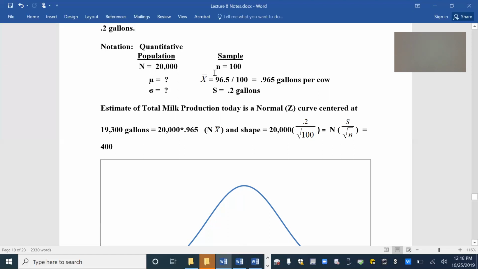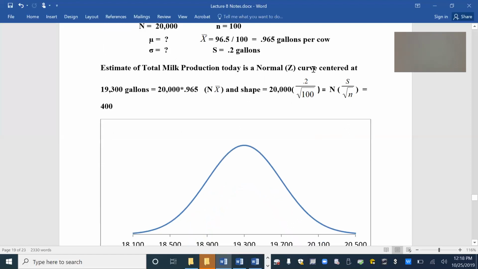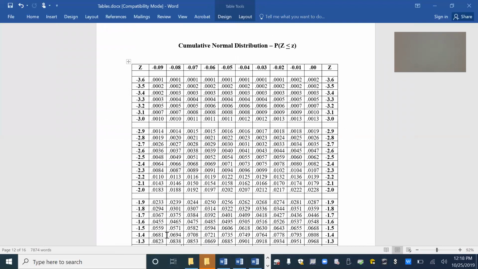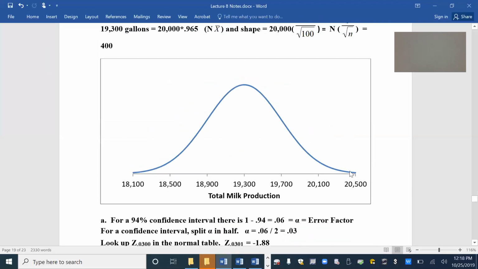But right now, what do I know? I know I sampled 100. I know I got 96.5 gallons of milk from the 100 cows, or an average of about 0.965 gallons per cow. And did all the cows produce the exact same amount of milk? No, I had variability, 0.2 gallons. So estimate the total amount of milk production today. Okay, and give me a 94% confidence interval.